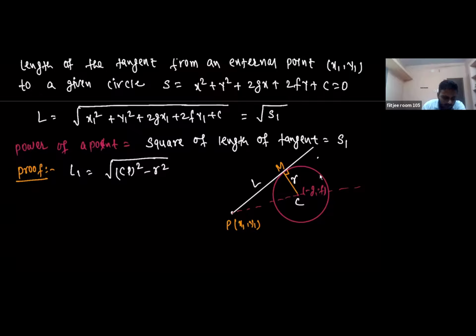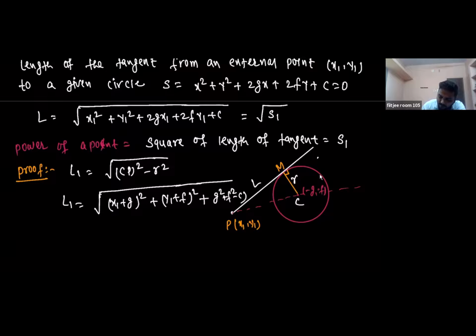CP square minus R square, that is the L1 value: x1 plus g whole square plus y1 plus f whole square, minus r square. R square value is how much? g square plus f square minus c. So this is minus r square. The value I am getting is g square plus f square minus c.